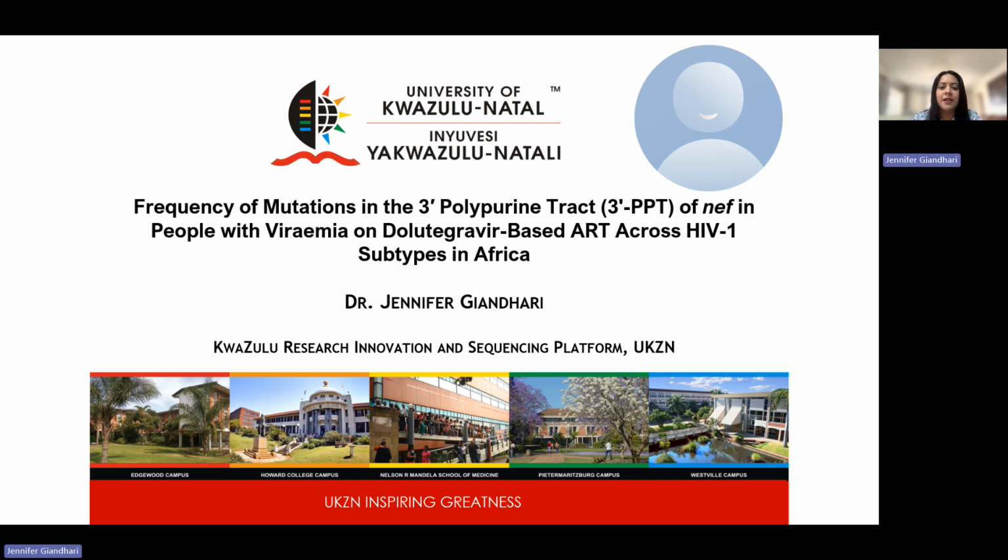I am a researcher at the KwaZulu-Natal Research and Innovation Sequencing Platform, which is based at the University of KwaZulu-Natal. I'll be presenting on a study which looked at the frequency of mutations in the 3' polypurine tract of NEF in people with viremia on dolutegravir-based ART across HIV subtypes in Africa. This study forms part of the IDEA DTG Resist project.